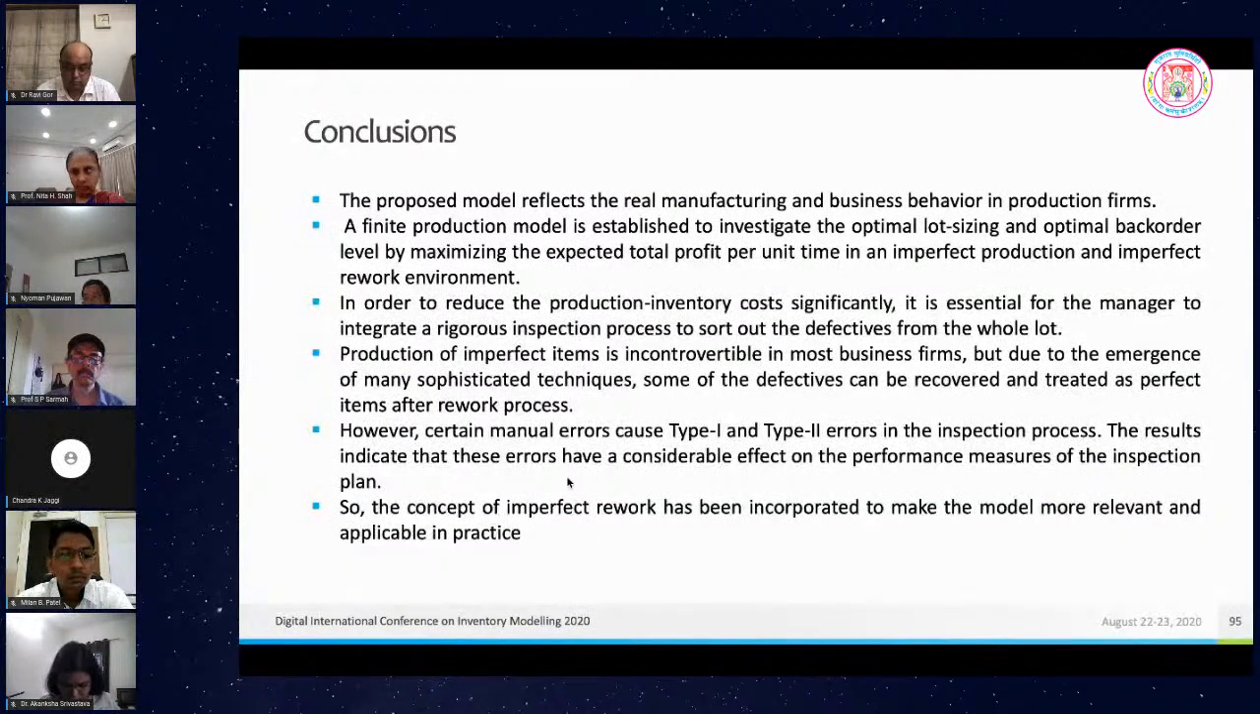At the end, the proposed model can reflect the real manufacturing and business behavior in the production firm. The finite production model is established to investigate the optimum lot sizing and the optimum backorder level by maximizing the expected total profit per unit for the imperfect production and imperfect rework environment. In order to reduce the production inventory cost significantly, it is essential to integrate a rigorous inspection process to sort out the defective items from the whole lot. The production of imperfect items, these are basically all common conclusions, which I'm reading out. Thank you very much. Next, please.